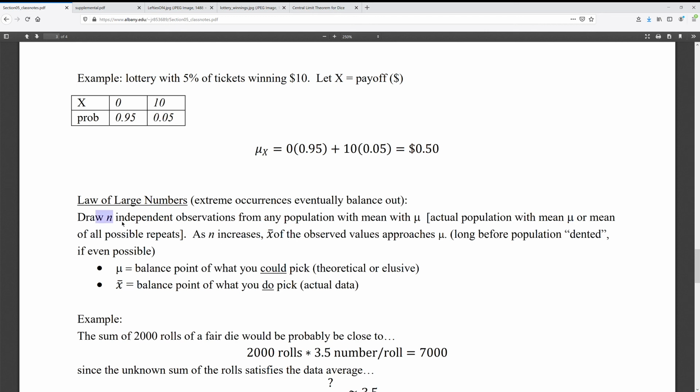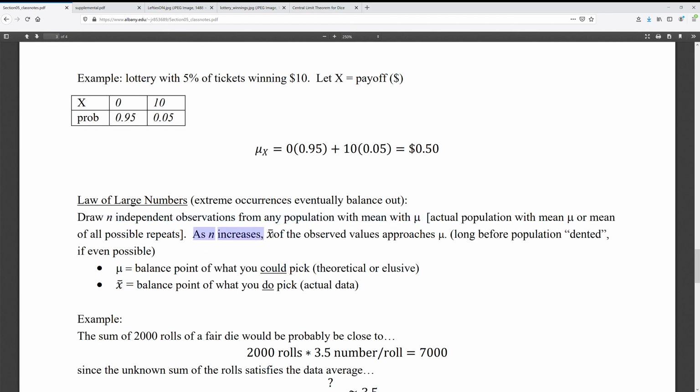So draw n independent observations from any population with mean mu. And again, there are 2 ways of visualizing that, but it's the average of everything out there, whether everything out there is theoretically infinite or just so many that it might as well be. The more of them you average together, the closer it's going to get to mu. That is everything we've been saying.